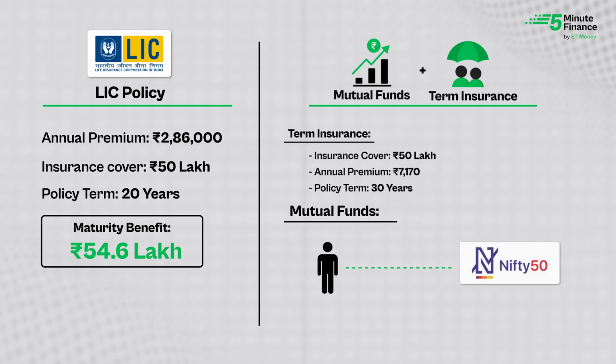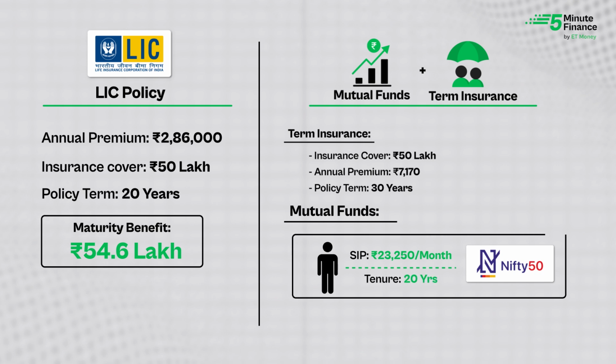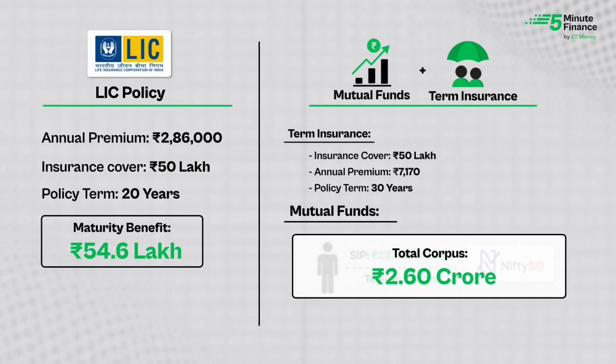So if you had done SIP of 23,250 monthly in Nifty 50 TRI index, you would have accumulated 2.6 crores in the same time period, which is way higher than 54.6 lakh accumulated through LIC policy. But well, the higher returns come with higher risk. Equity mutual funds are riskier as compared to the LIC endowment plans. So which one would you prefer to invest in?